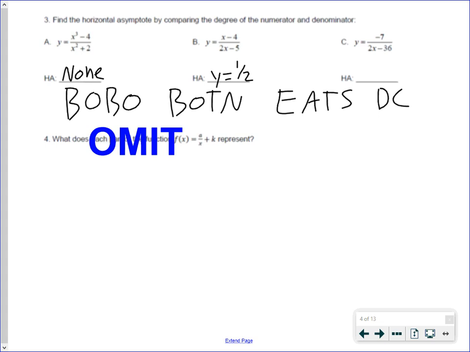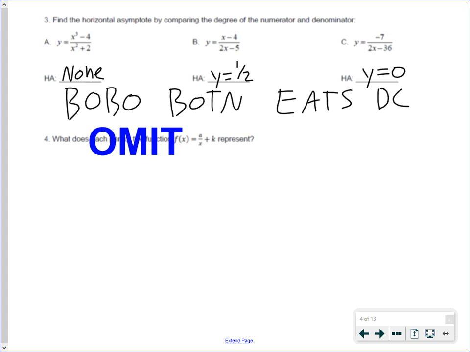And now for 3c, I have y equals -7 all over 2x minus 36. We're bigger on the bottom, right? -7 has a degree of 0. 2x minus 36 is a degree of 1. So we're bigger on the bottom. So that means my horizontal asymptote is y equals 0.